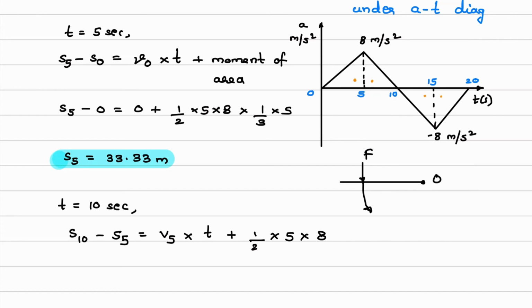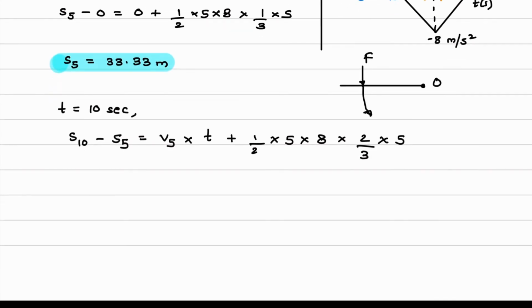Now we are taking the moment of area. So we keep our thumb over here, keep your index finger over here and rotate this area in this direction. It's like that. Moment of area. So this distance will be 2/3 of this base, into 2/3 of 5.